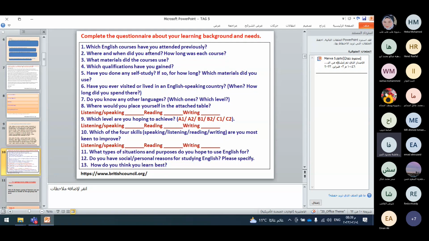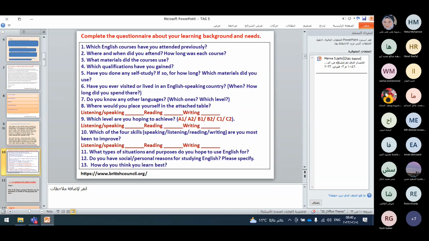Okay, Miss Hind, which English courses have you attended previously? I think it was the ATTAX, which we had last year. Okay, so this is one course. What's the similarity between you here? Which course is similar between Mrs. Fatima and Miss Hind? The ATTAX, wonderful. Yes, that's it.